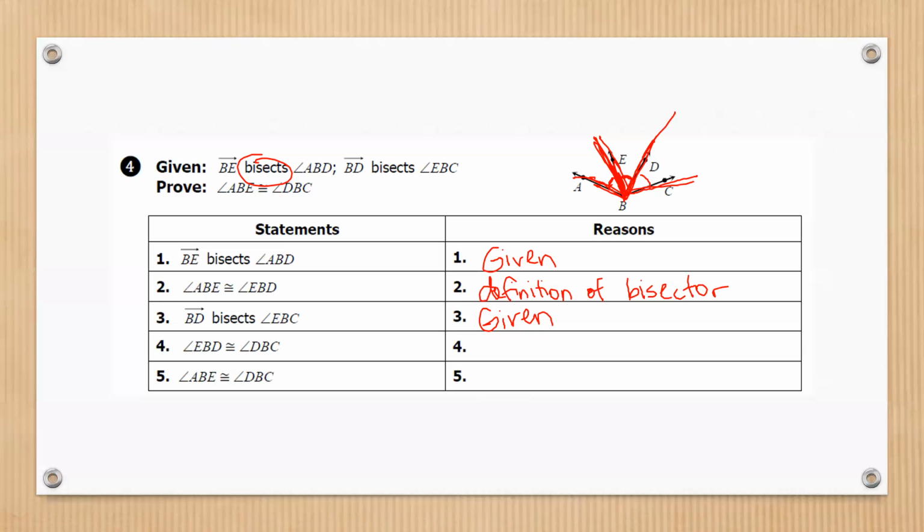And then step 4, we know that BD is bisecting this angle, which means these pieces have to be equal, which is what it's saying. Angle EBD and angle DBC are equal. So this is our definition of a bisector again.